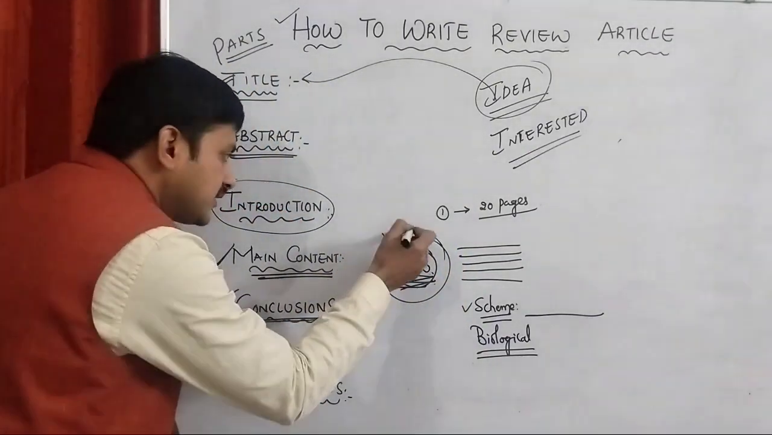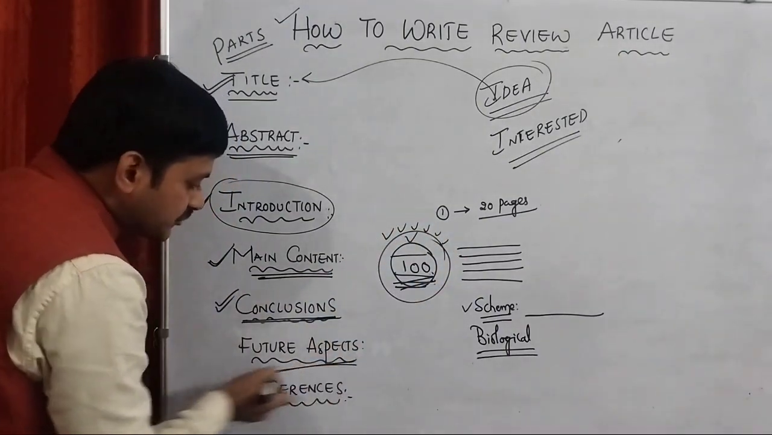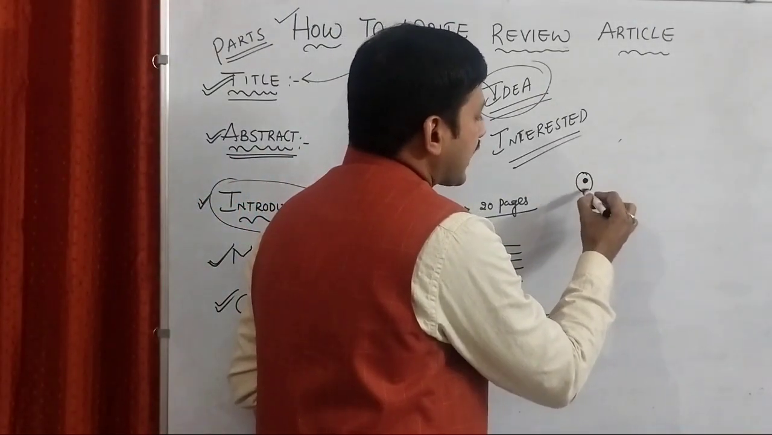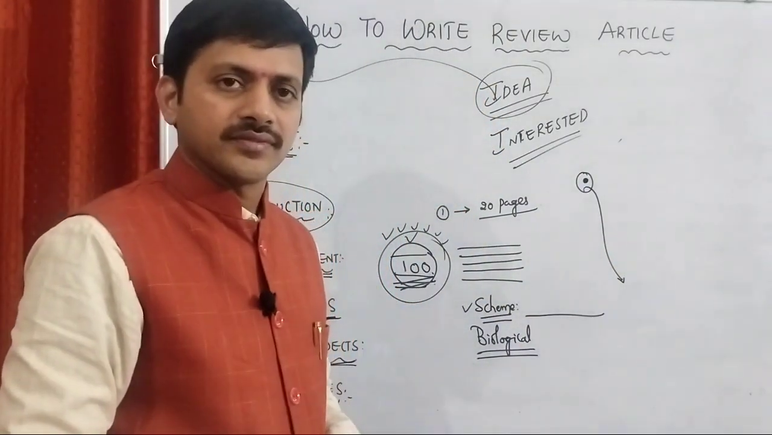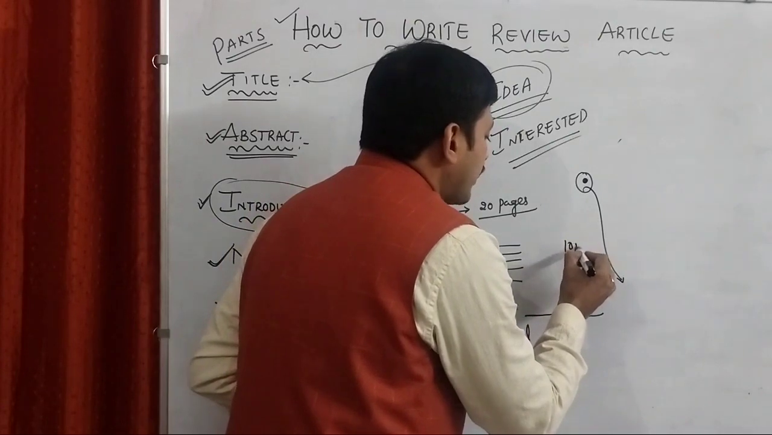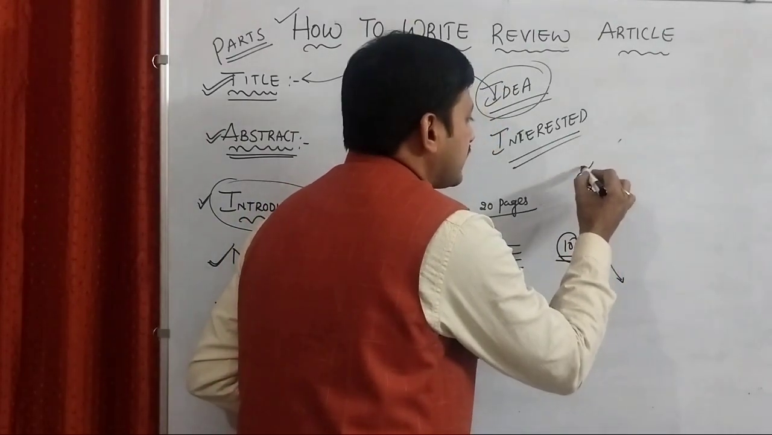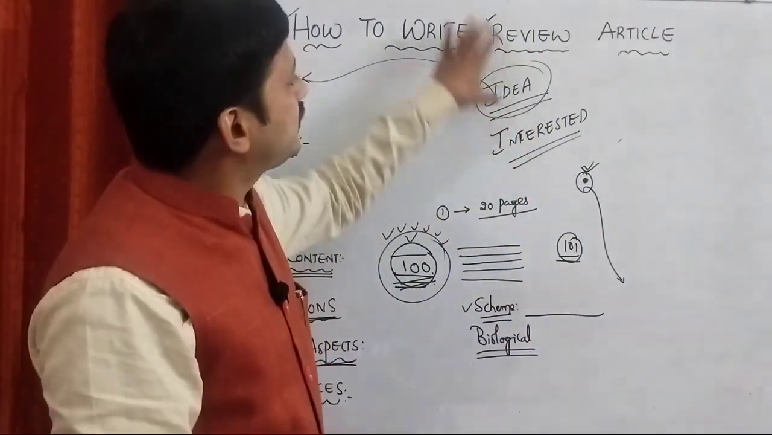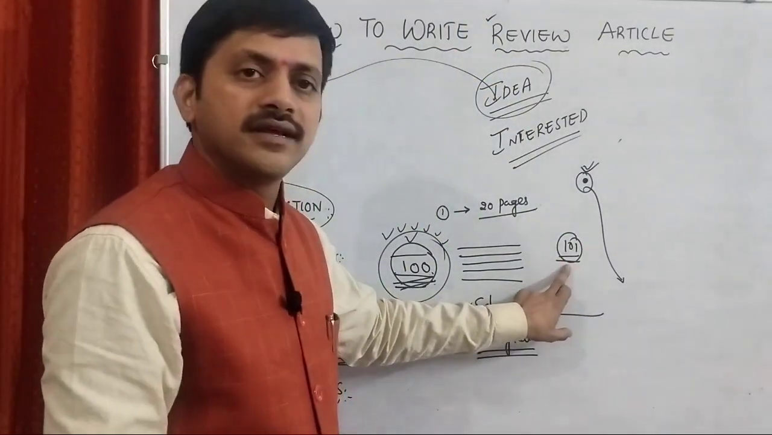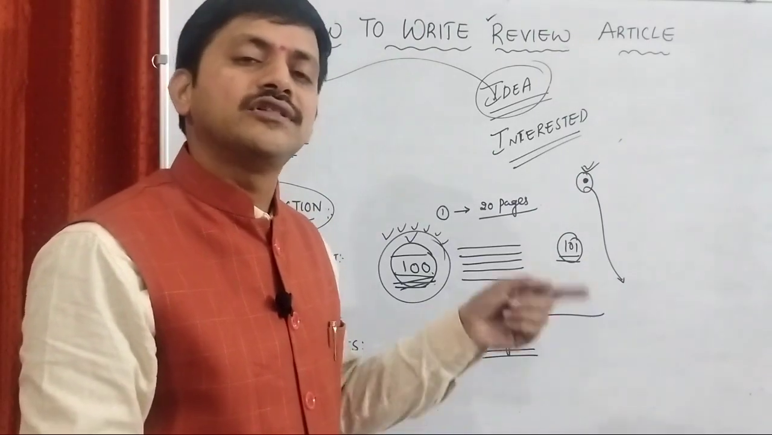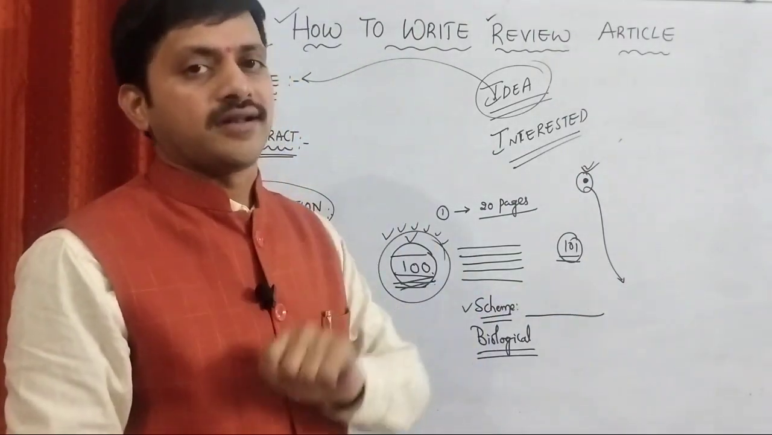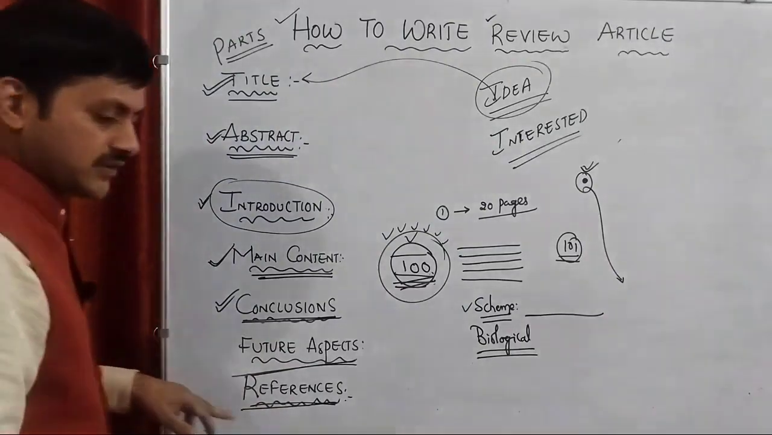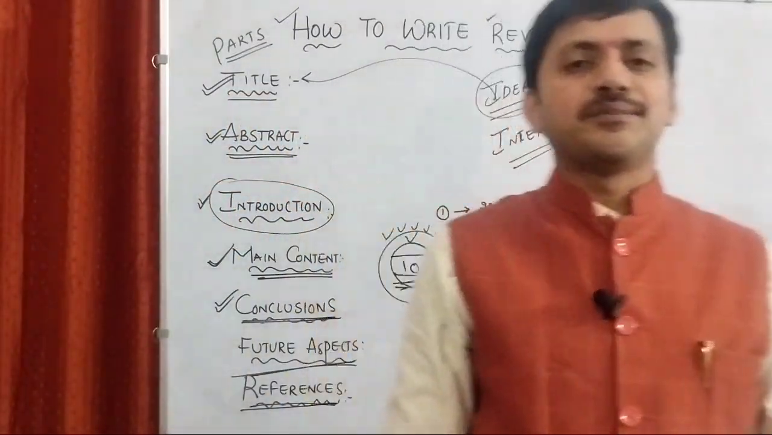Based on these 100 articles, we can have a future aspect. If somebody has done work at this point, that work can be extended further. So the 101st person may come and take this particular review which has 100 articles. Based on the 100 articles, this person can have a new idea. Based on the new idea, they can do the experimental work, new work.